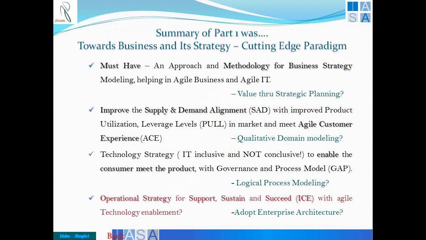Having said that, I think we also summarized in part 1 that we must have an approach and methodology for business strategy modeling, and this will actually bring value through strategic planning. The second point was that for supply and demand alignment, improved project utilization and meeting the agile customer experience, we must involve ourselves in qualitative domain modeling. Only then will we be able to achieve the best of the needs that technology can provide to the business.